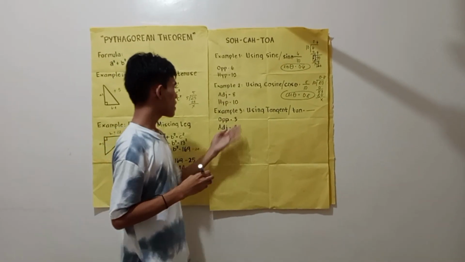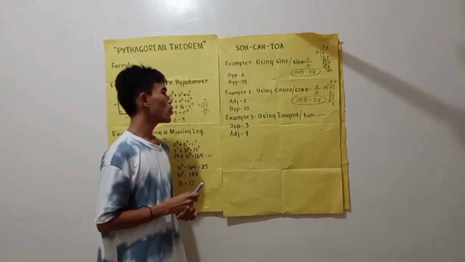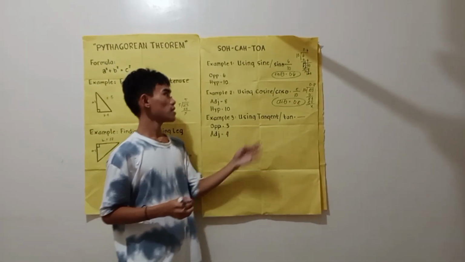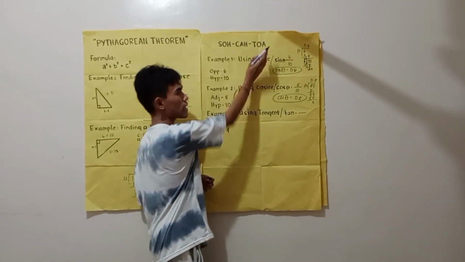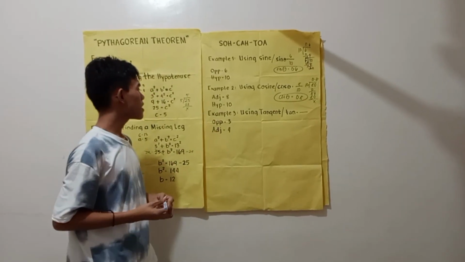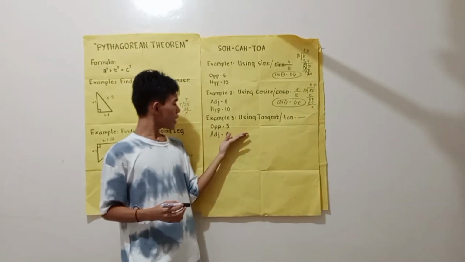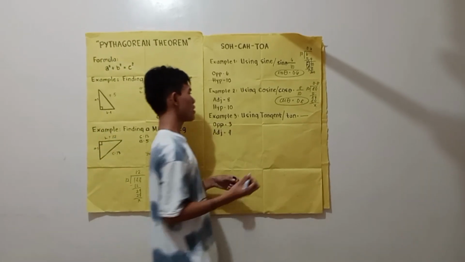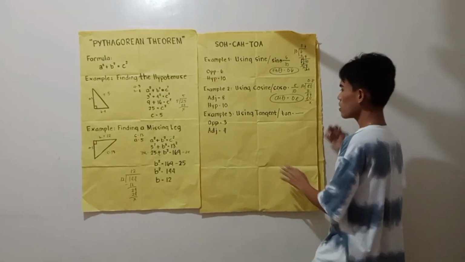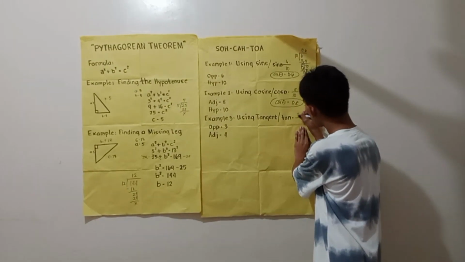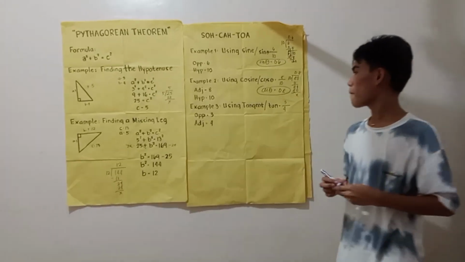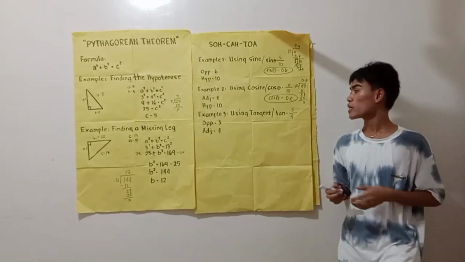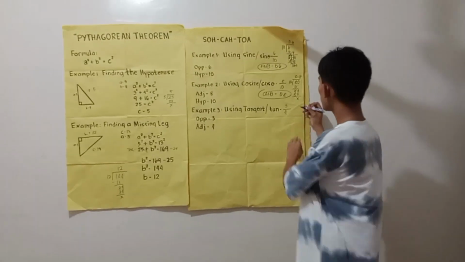And the next one, example 3, is how about we're going to calculate the tangent. So tangent is equal to opposite over adjacent. Let's say that the value of the opposite here is 3 and the adjacent here is 4. So let's put opposite here as 3 over 4. To find the value of the tangent, we're going to divide it.